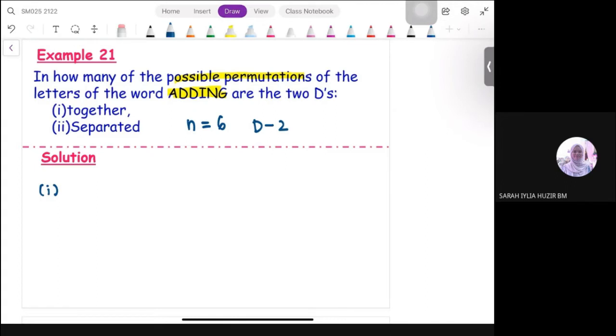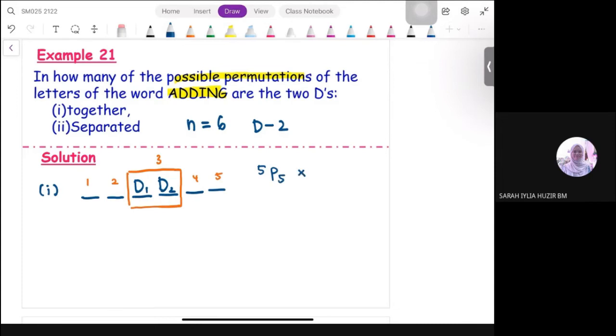So for the together case, remember we start with all possible boxes. We have 6 different boxes, 6 letters, and then D must be together. So the first D and the second D, we tie as one place, because they must sit side by side. Now the remaining letters would be in the remaining boxes. So how many arrangements here? We have 1, 2, 3, 4, 5. We only have 5 places that we can rearrange the letters. So our calculation would be 5P5, or you can use 5 factorial.